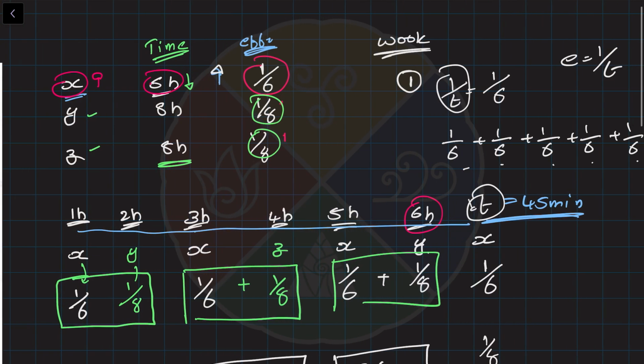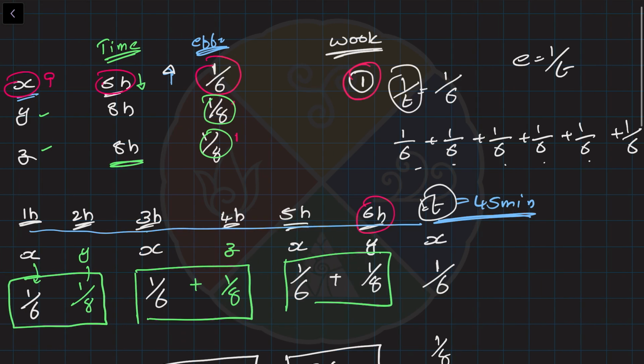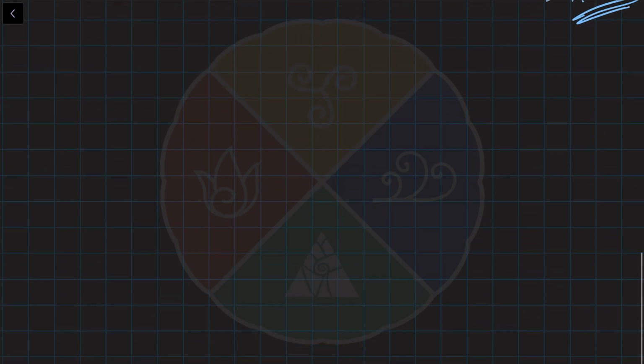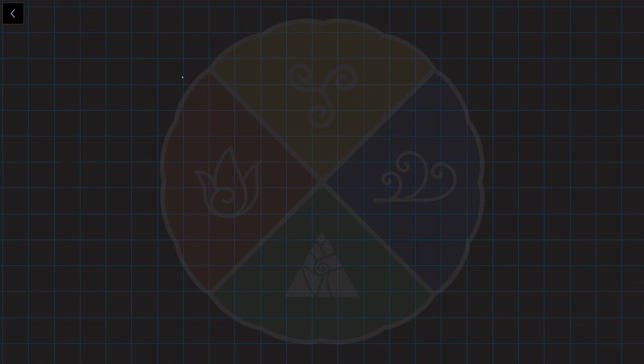In this question, I have taken the total work to be 1. Now there is another approach to do time and work problems. Again, let's see that approach also. In that approach, it is given that X needs 6 hours, Y needs 8 hours, Z needs 8 hours. First thing which you have to do is find the LCM of 6, 8 and 8.